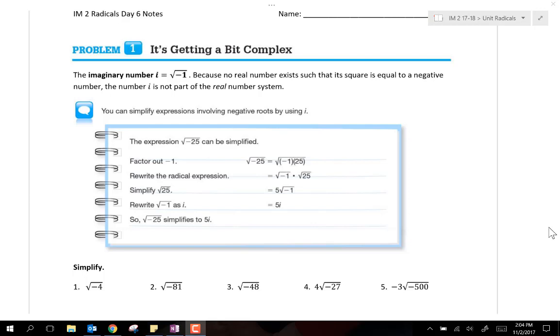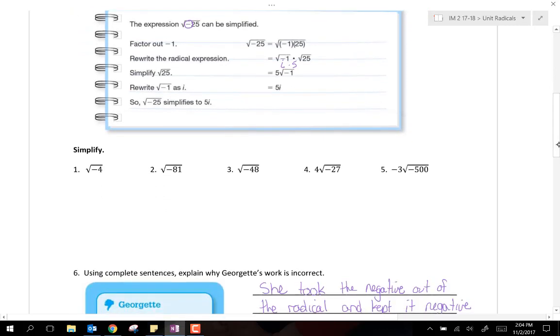So when we have a negative underneath the radical, we factor it out and it becomes i. In the example, we have -1 times 25. The square root of -1 is i, and the square root of 25 is 5. Then we multiply those together, and we always put the real number part first, so 5i. So number 1, first thing I would do, take out the negative and make it i. Then take the square root of 4, which is 2. So we have 2i.